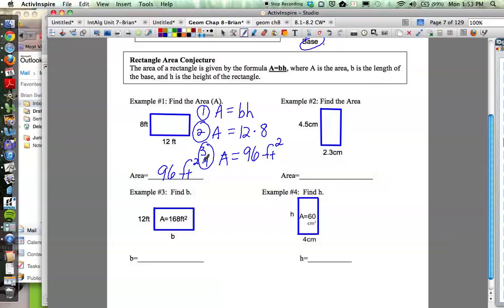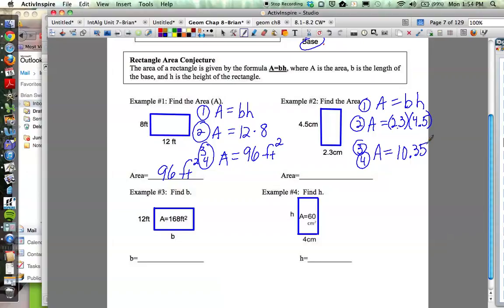Example number 2 is the same idea. We have area is equal to base times the height. So the area is equal to 2.3 times 4.5. Sometimes you can use parentheses to represent the multiplication there, so I'll just do this problem with those parentheses. 2.3 times 4.5 would be one you might need to punch in on your calculator, but that comes out to 10.35.